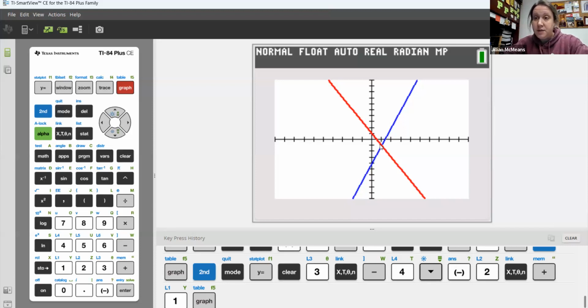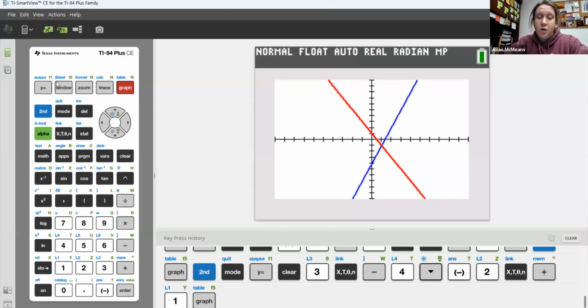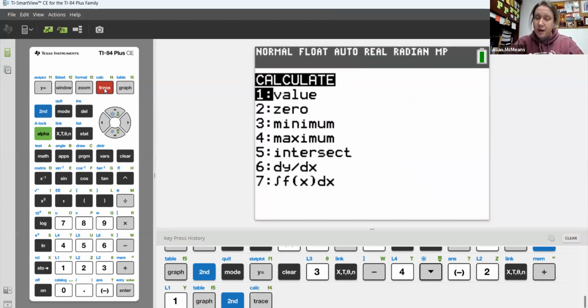So a really common button sequence that you'll use is second trace. So if you go to this first row of buttons, the fourth button is trace. If you look above it in blue, it says calc. That button will calculate certain things for you. For example, it will calculate our intersection here. So to get to that calc screen, you want to hit the blue second button and then trace, and it'll pull up that hidden feature of that button.